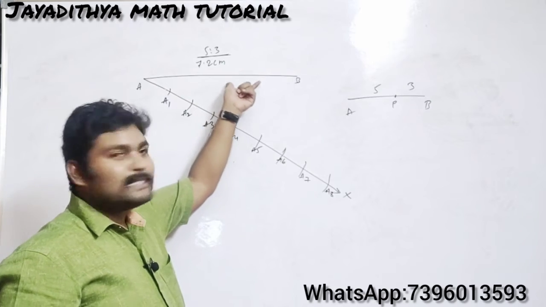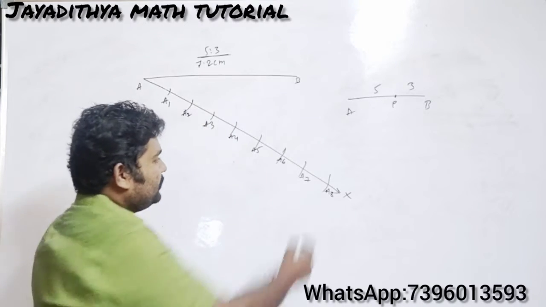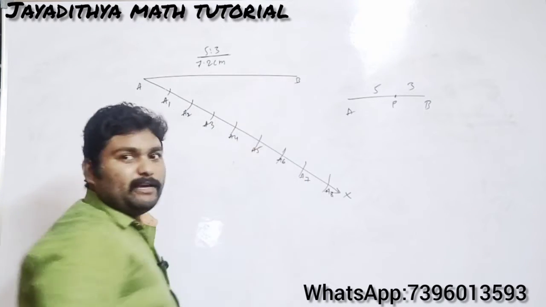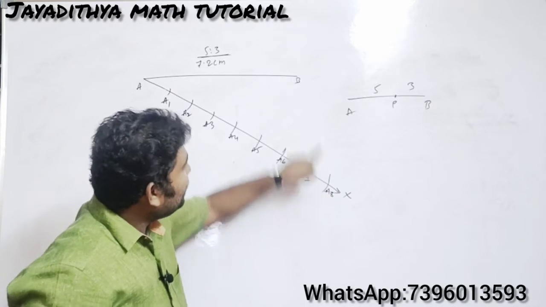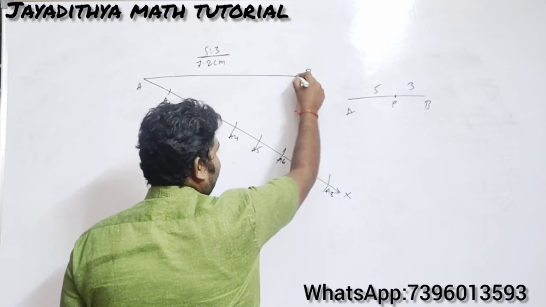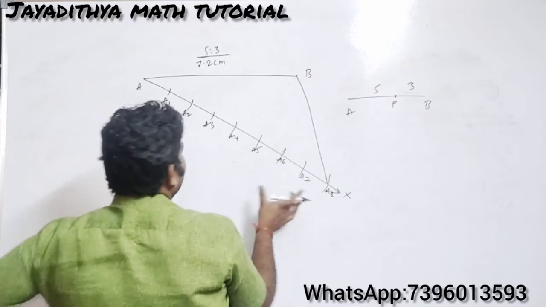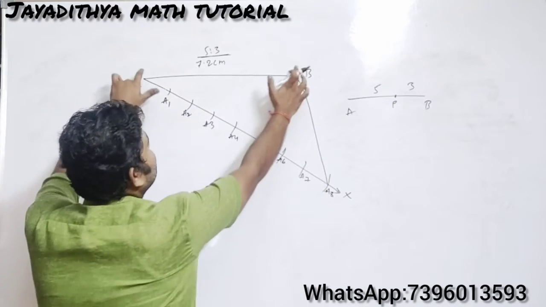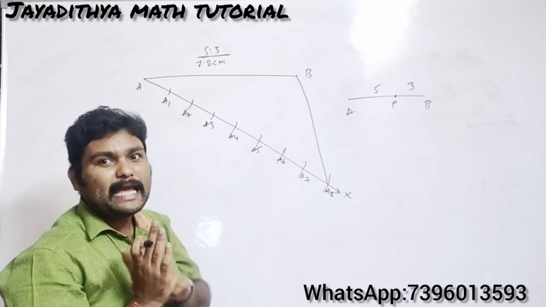We need to divide this line into 8 parts, right? So this complete AB must be equal to 8 parts. You should join A8 and B. If you join like this, then all these parts are 8. So we can divide this into 8 parts now.